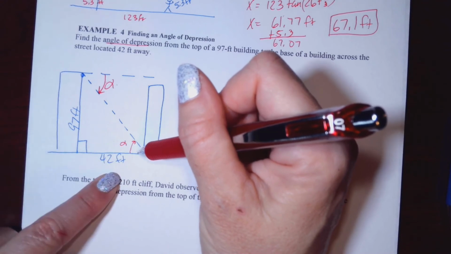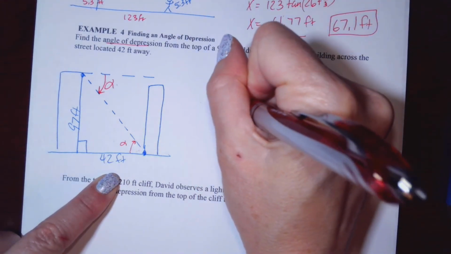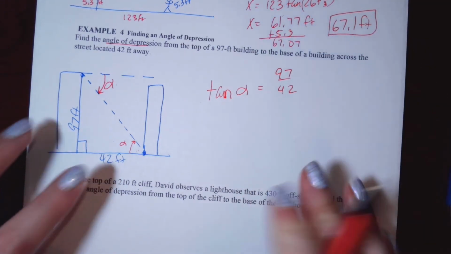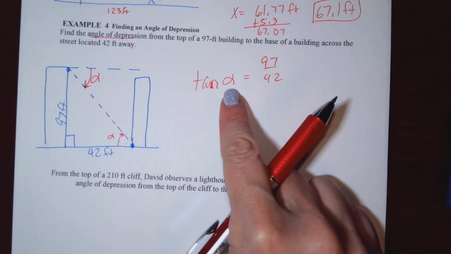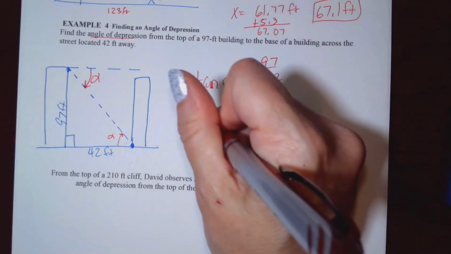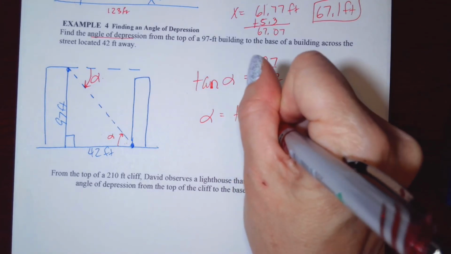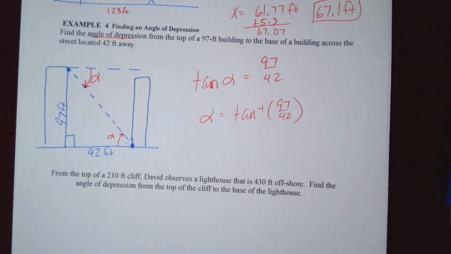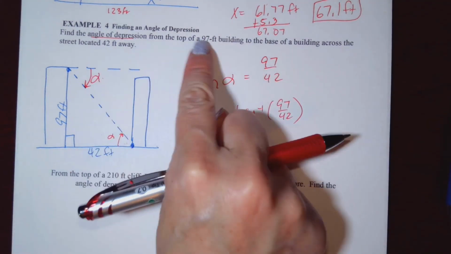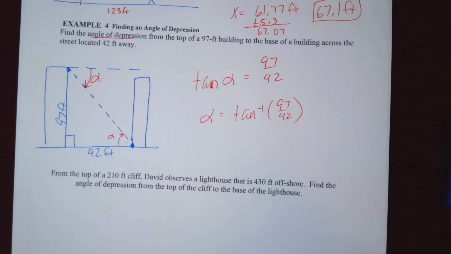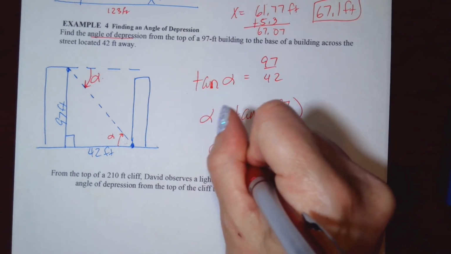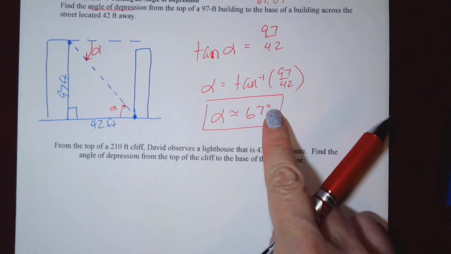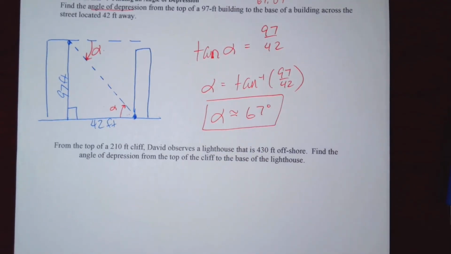Opposite over adjacent, I'm using tangent again, but this time I don't know the angle. I'm solving for the angle. Since I'm solving for the angle, I need an inverse function. My angle is going to be that tangent inverse of this tangent value. When I look at my measurements, I've only kept 2 significant digits here, so I only keep 2 significant digits in my answer. You should get out an answer of about 67 degrees in your calculator. Make sure you use degrees so you're not saying radians.